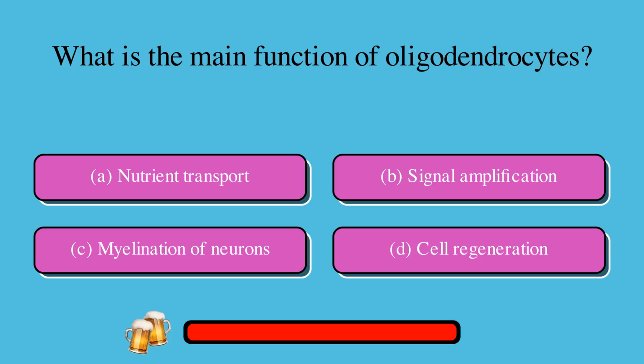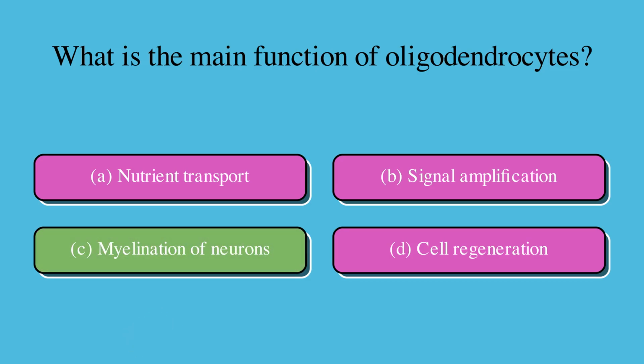What is the main function of oligodendrocytes? A. Nutrient transport, or B. Signal amplification, or C. Myelination of neurons, or D. Cell regeneration. The correct answer is C. Myelination of neurons.